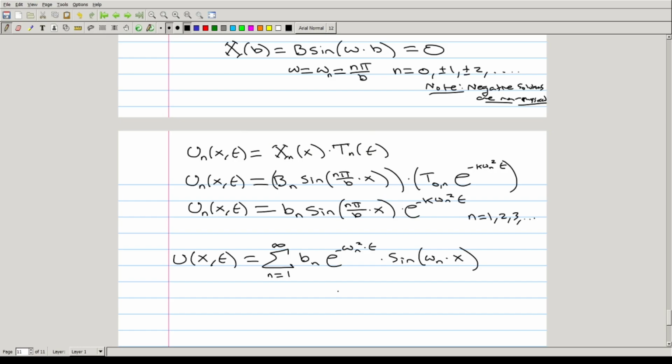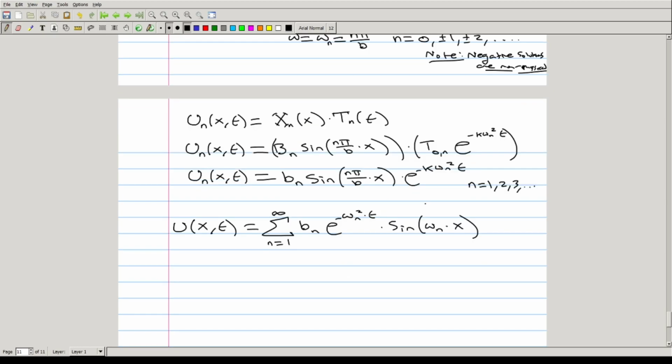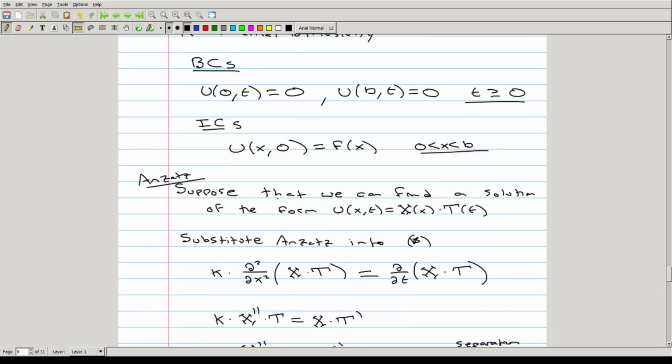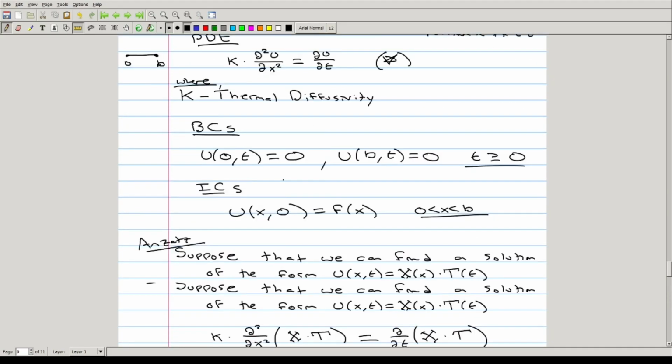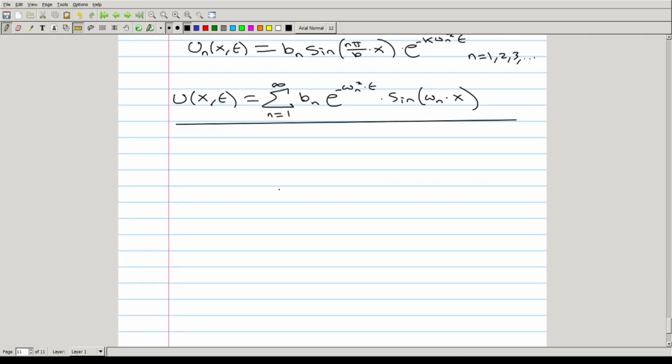And as long as this series is uniformly convergent, which we can very easily show that it will be for a certain class of initial conditions, we have that this infinite summation is the general solution to this partial differential equation, because if this is a uniformly convergent series, we can do term-by-term differentiation, and this infinite series will go ahead and satisfy this partial differential equation.